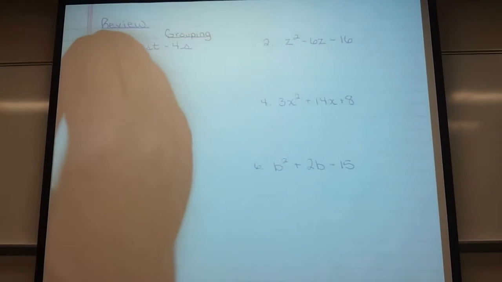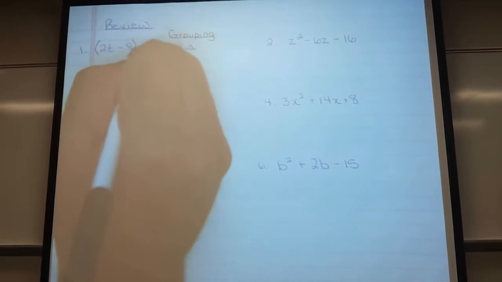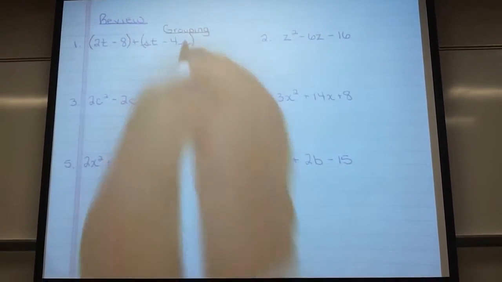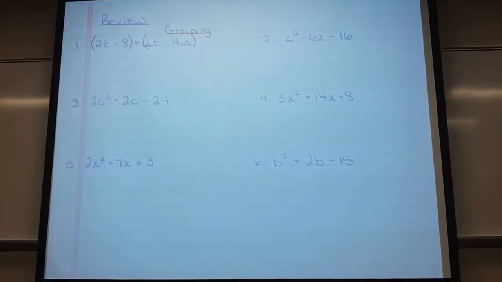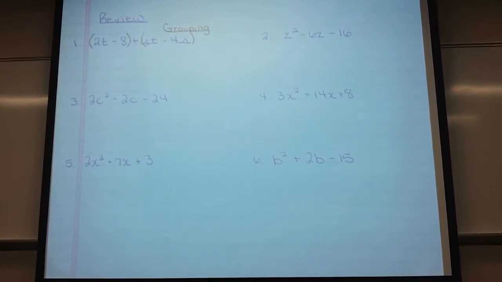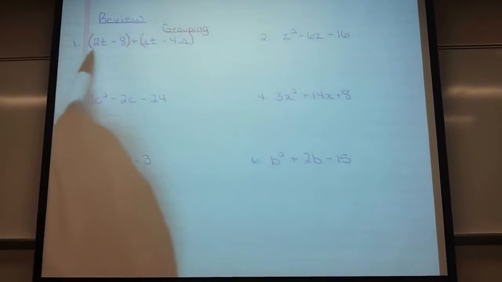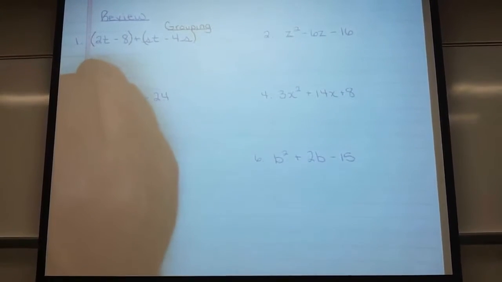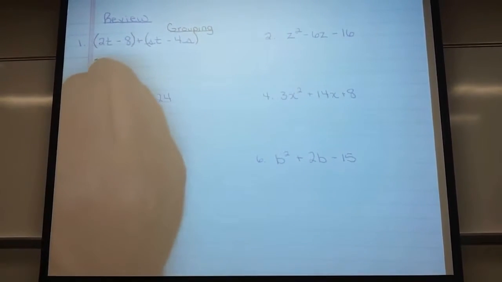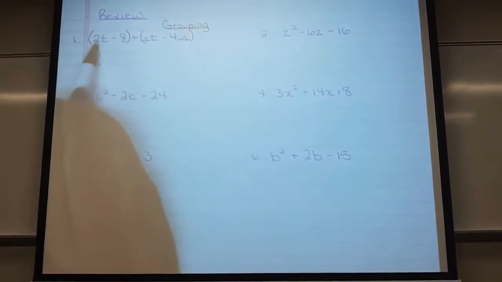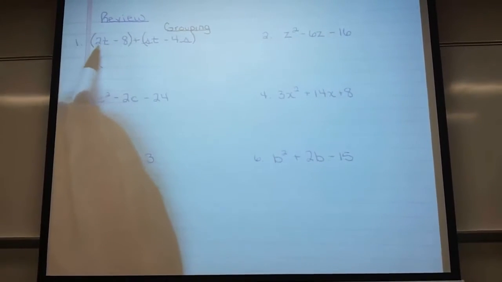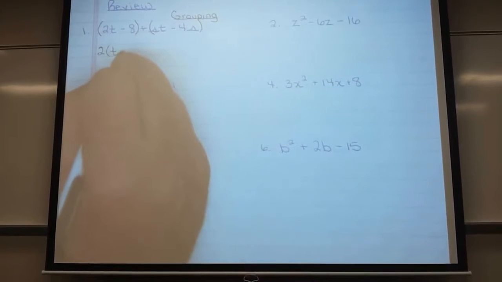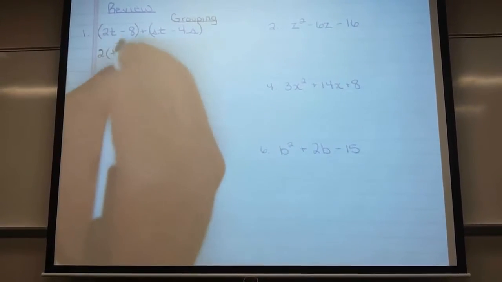Remember, you're going to group your first 2, and you're going to group your second 2. Leave a sign in the middle. Now, in the first 2, what is common? 2. So I'm going to take a 2 out. If I take a 2 out of the first term here, what am I left with? T. Bring down my minus sign. Minus 4. How many times does 2 go into 8? 4.